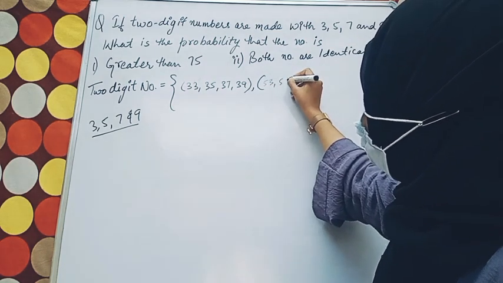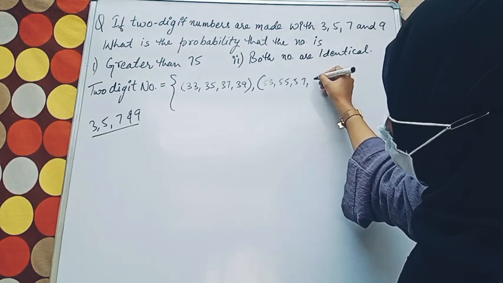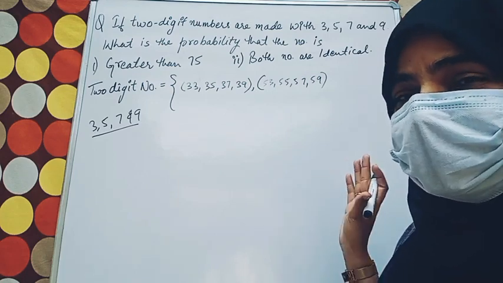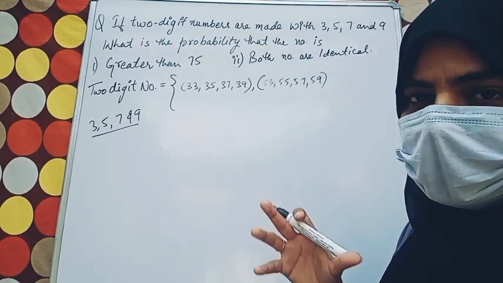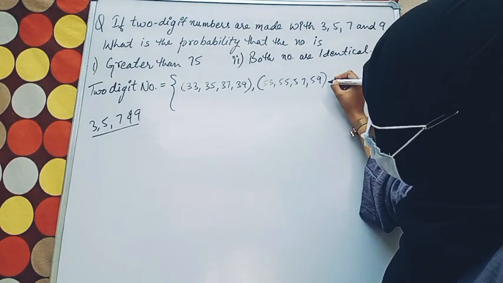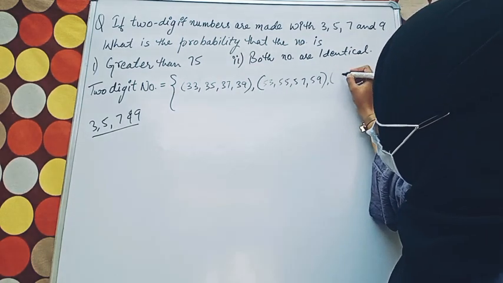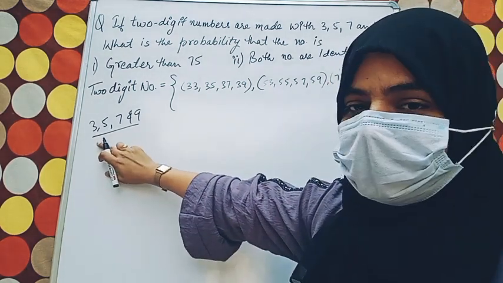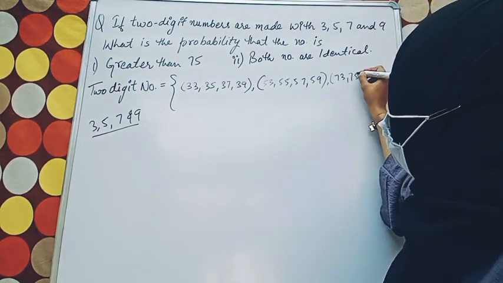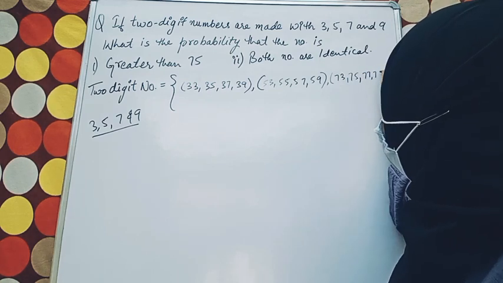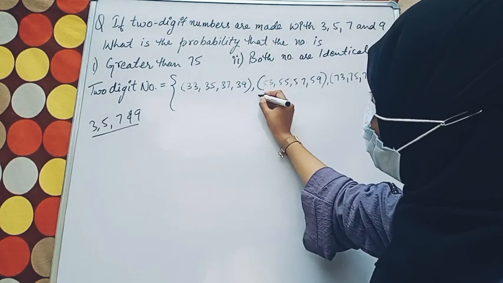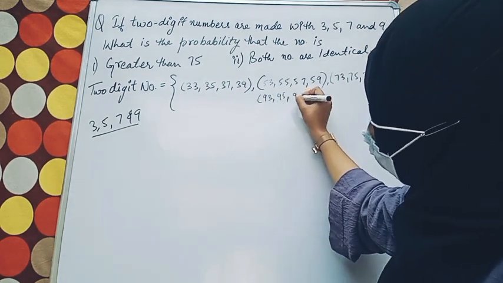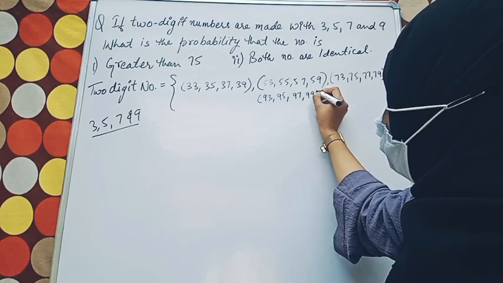53, 55, 57, 59. One thing you will notice is that I am starting here with forming what? Ascending numbers. I am following ascending numbers. Then we have 73. Why? Because we have to form with 3 also. 75, 77, 79. Now we have what? 9 is left. So 9 will continue with 3, 9 with 5, 9 with 7 and 9 with 9 itself.